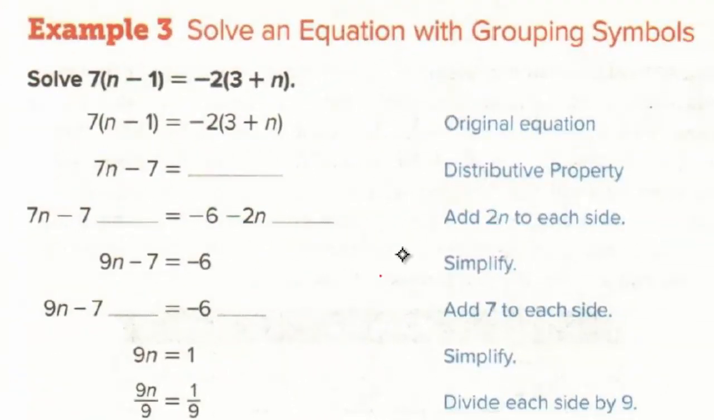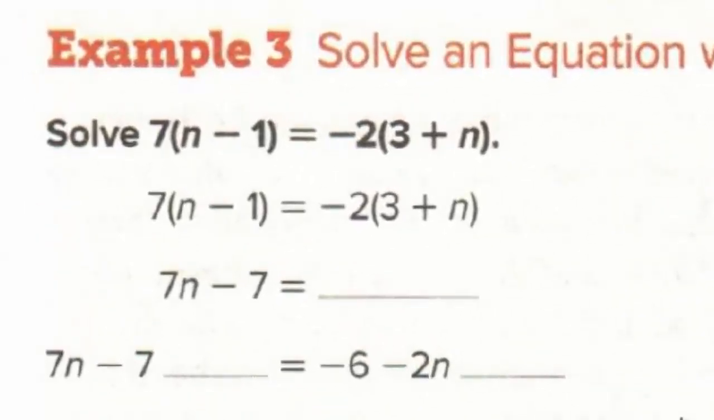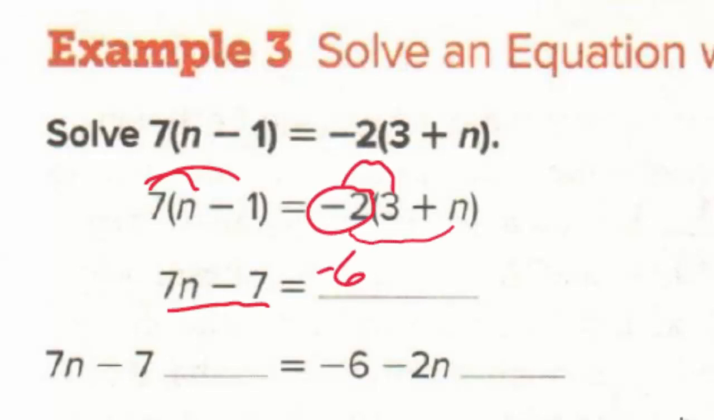Example 3 wants us to solve an equation with grouping symbols. And the way we get rid of grouping symbols is usually we'll distribute. So the first one here, we have a distribution of 7 with the n, 7 with the -1, and that gives us 7n minus 7. On the right-hand side, we got to be careful here. We're distributing a -2. So -2 times 3 is -6, and -2 times n is -2n.